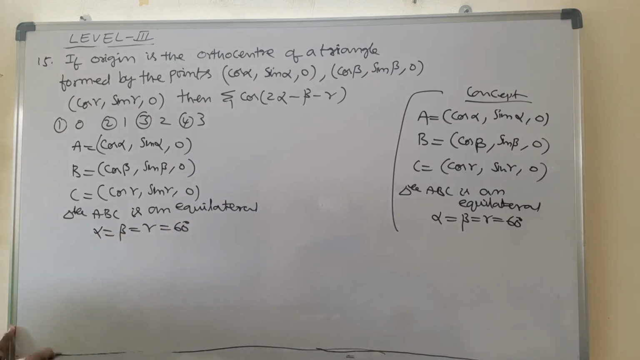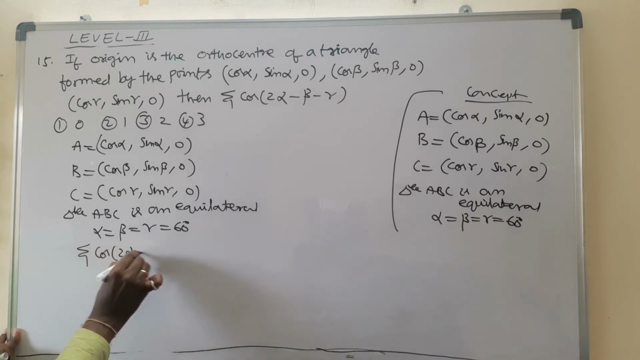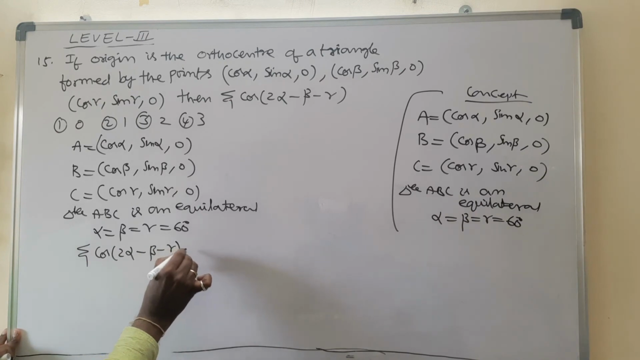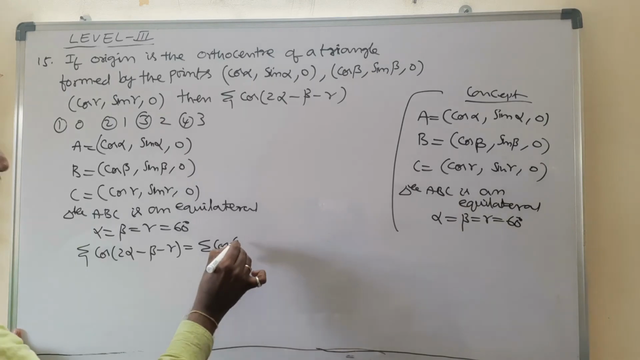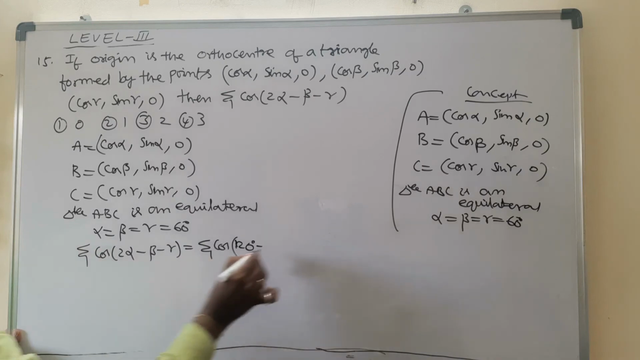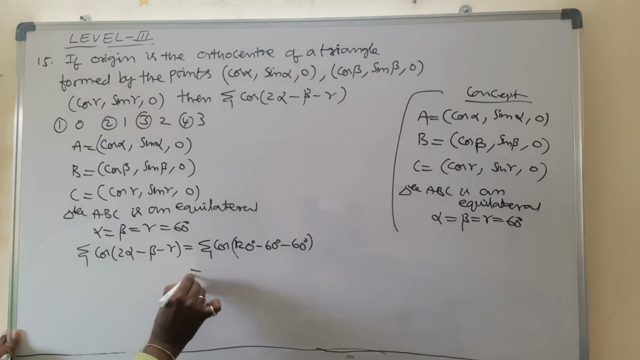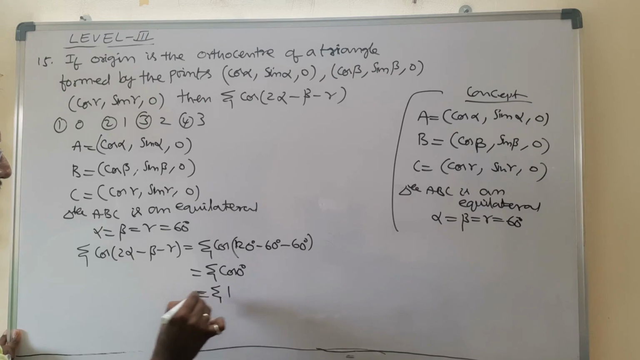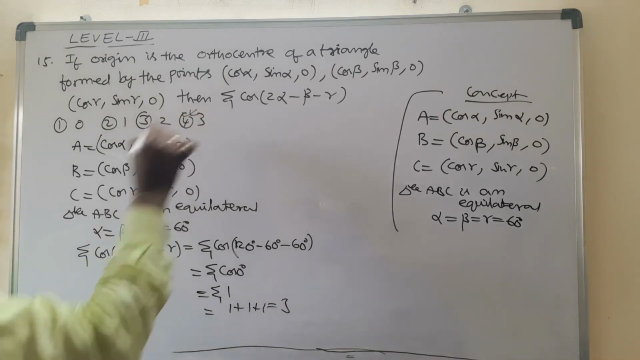This is the concept. To find sigma cos of 2 alpha minus beta minus gamma, it is equal to sigma cos of 2 into 60, which is 120 degrees, minus 60, minus 60, so 120 degrees minus 120 degrees, which is 0 degrees. Cos 0 degrees is 1, sigma 1. Expanding 3 times, 1 plus 1 plus 1, gives 3. The answer is 3. This is the fourth option.